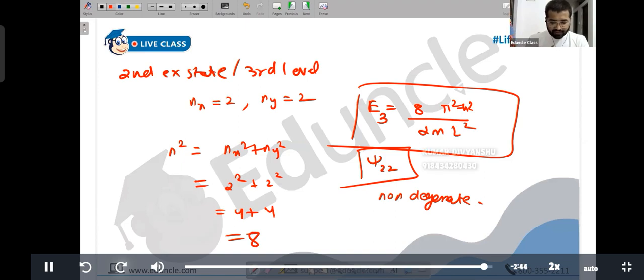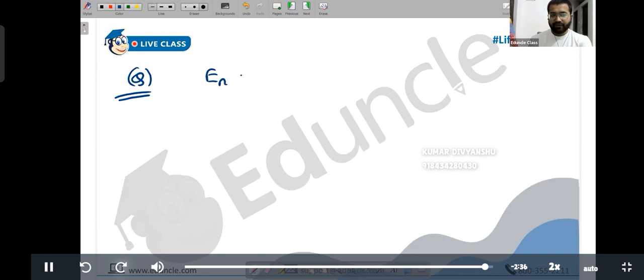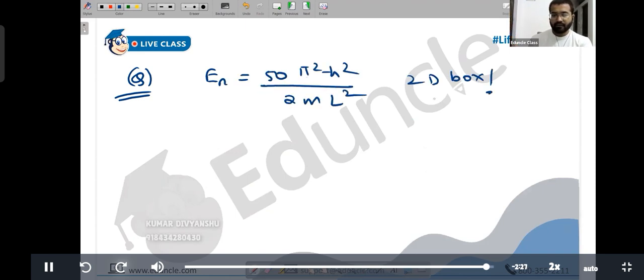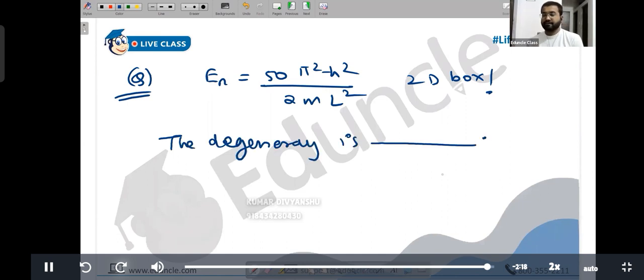Before we stop, I just want to take up one small question, and you need to tell me the answer. If I give you energy 50 pi square h square upon 2 ml square, in a 2D box, I'm asking you, the degeneracy is? It's a reverse question. Energy is given, you have to guess the degeneracy.